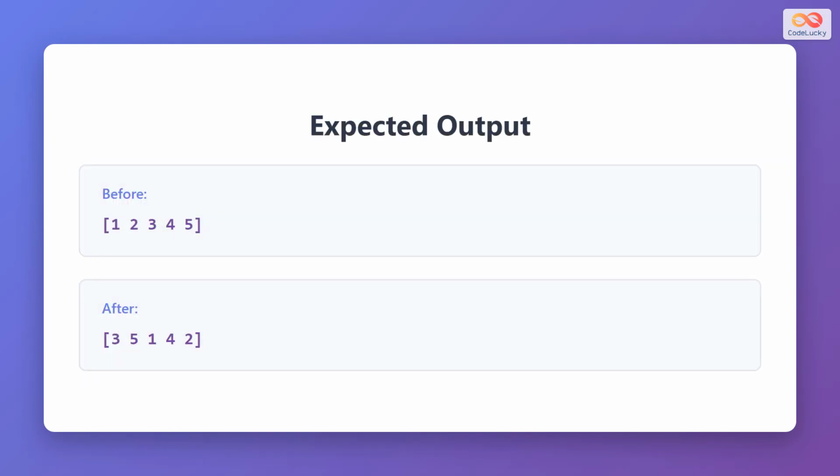Here's what the output looks like. Before shuffling, our array is in order: 1, 2, 3, 4, 5. After calling shuffle, the elements are randomly rearranged. In this example, we get 3, 5, 1, 4, 2. Your output will be different each time you run the code because the shuffling is random.